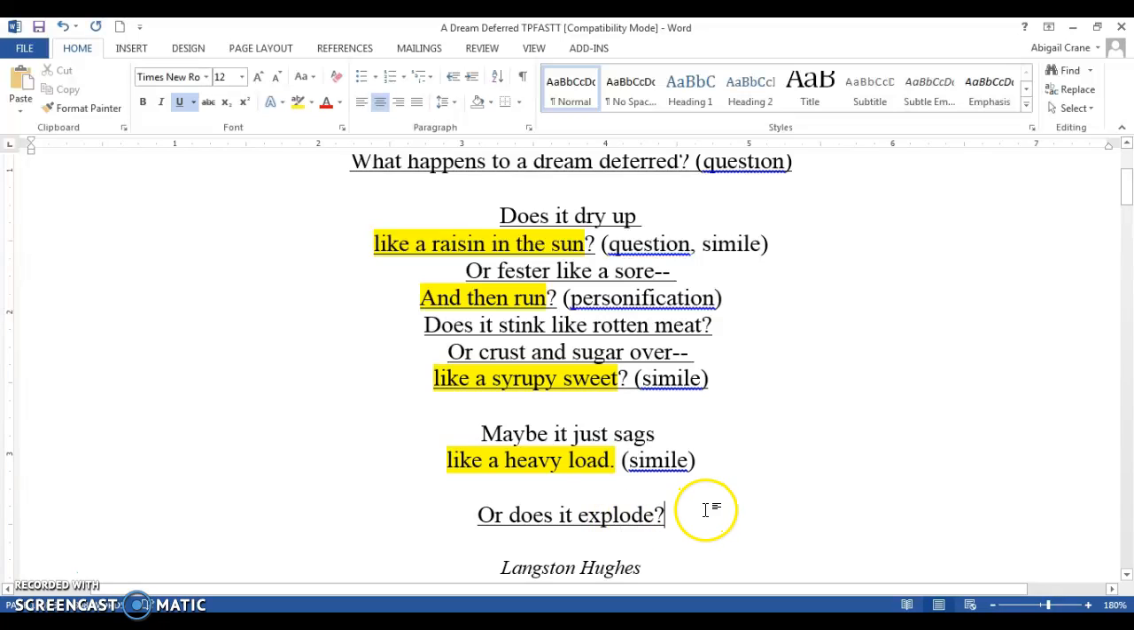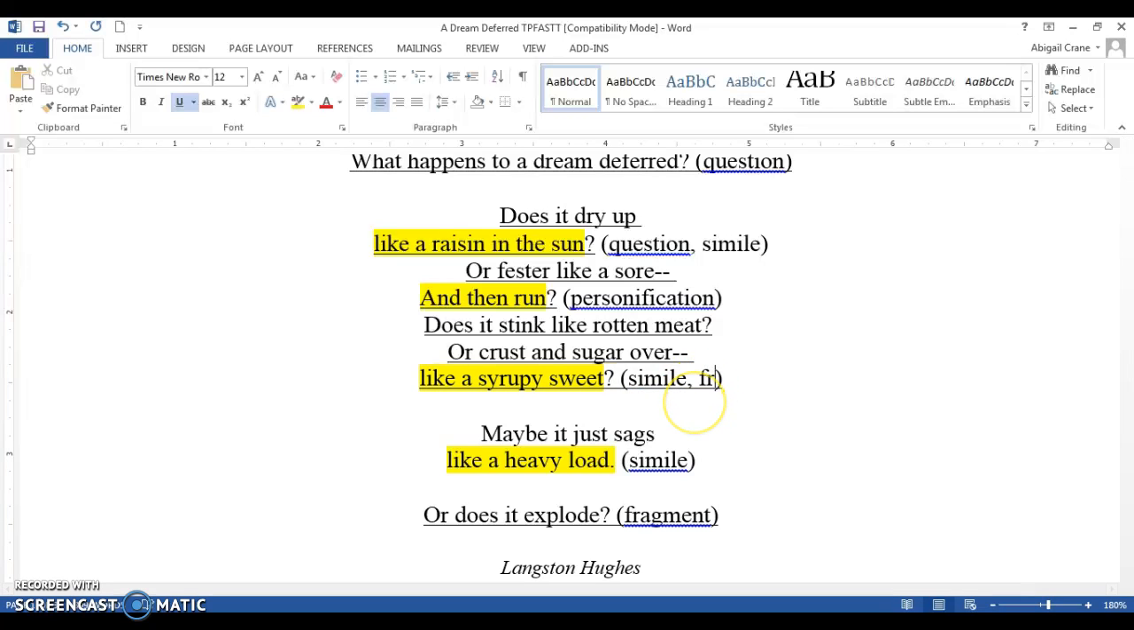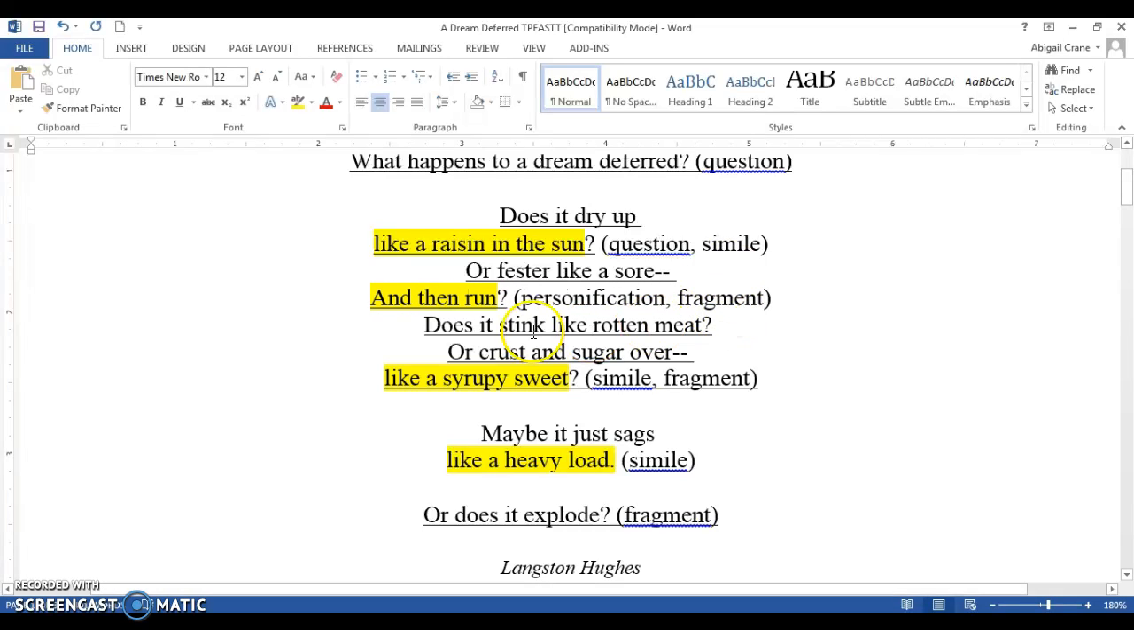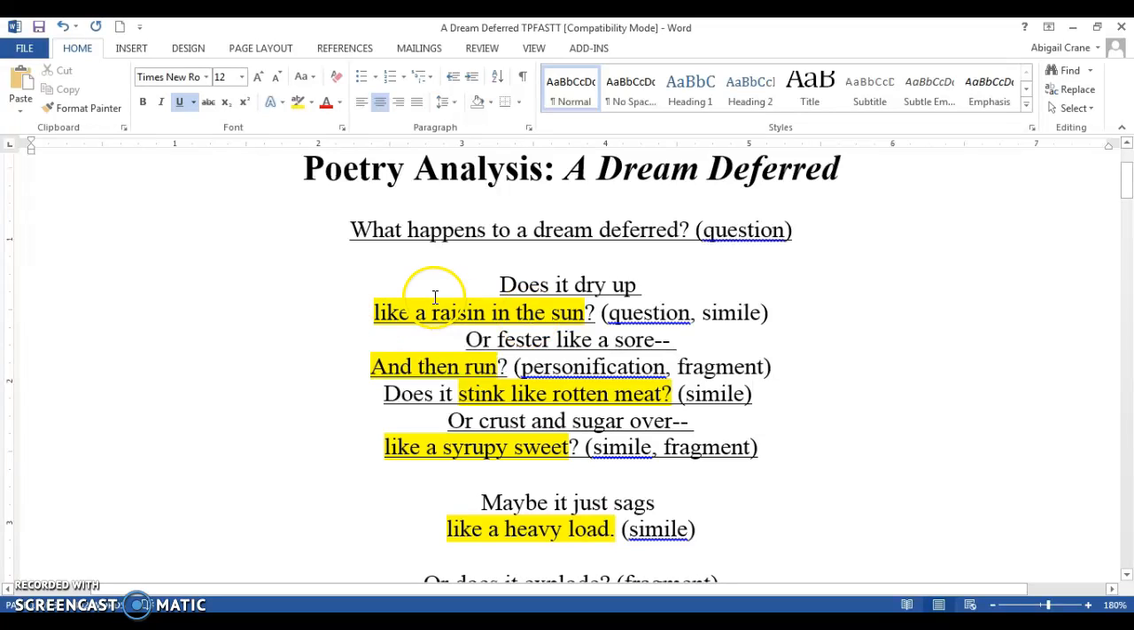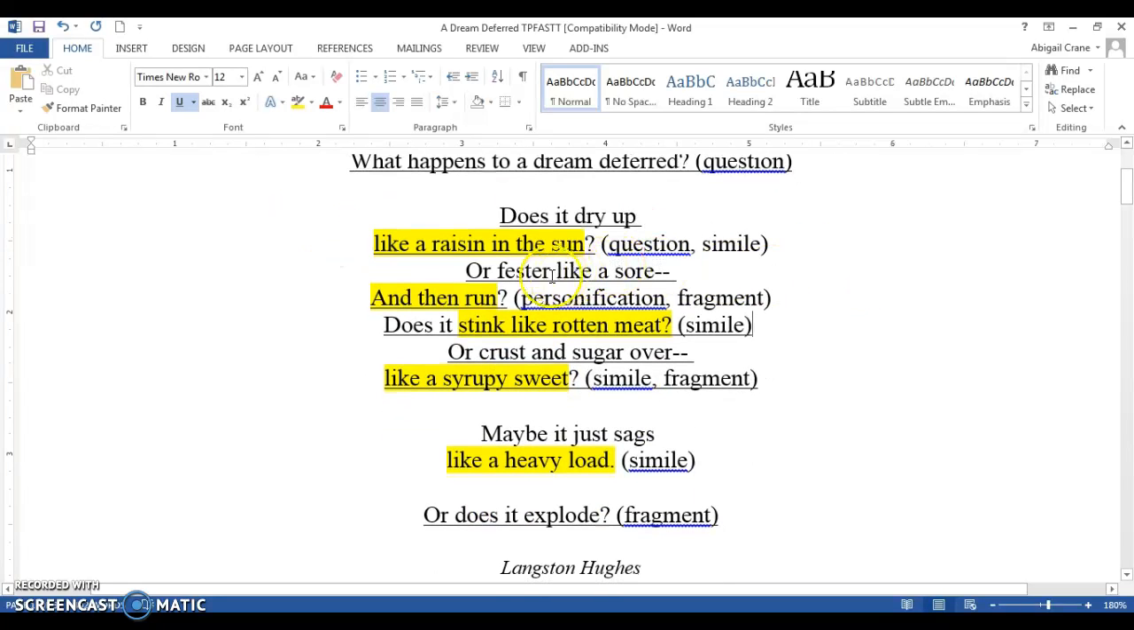Further questions, and this is also a fragment. I'm going to make a note of that. In fact, we have another fragment here. So lots of fragments, as well as questions. Oops, and it looks like I missed a simile here. And then I'm not seeing anything else, like a sore, another simile.